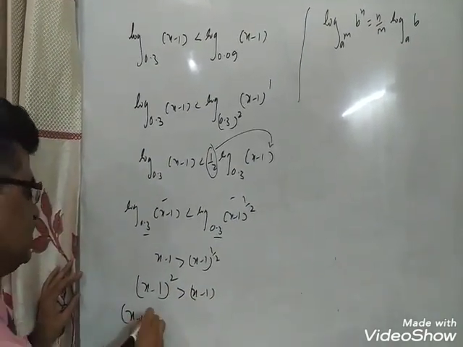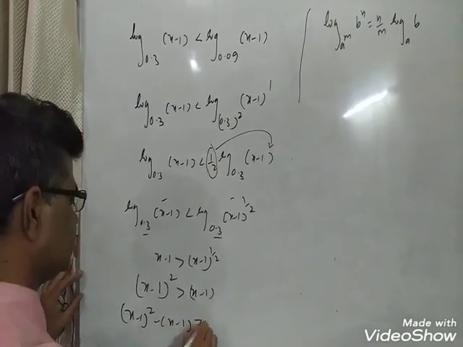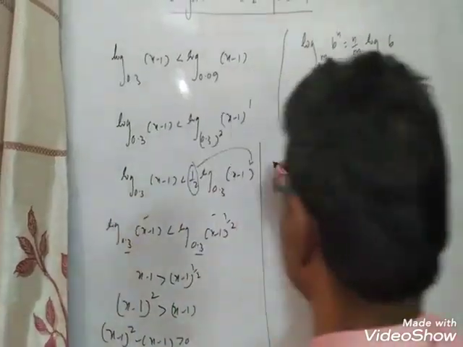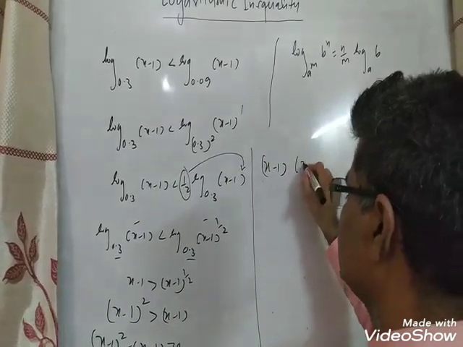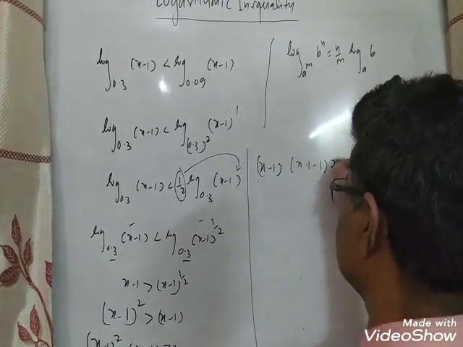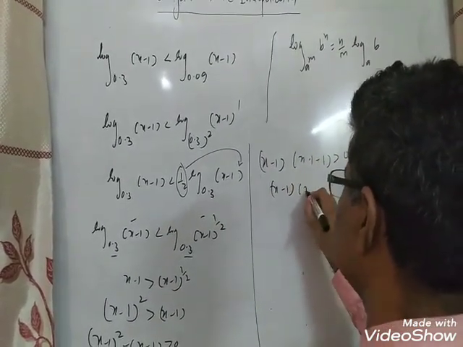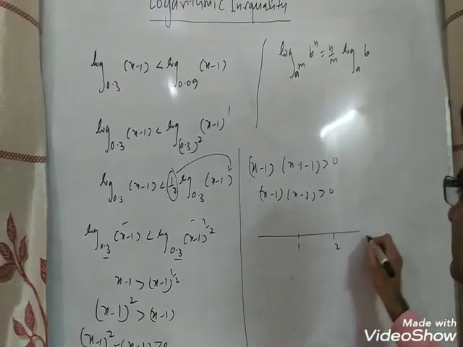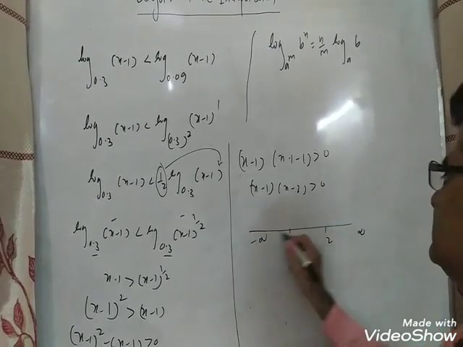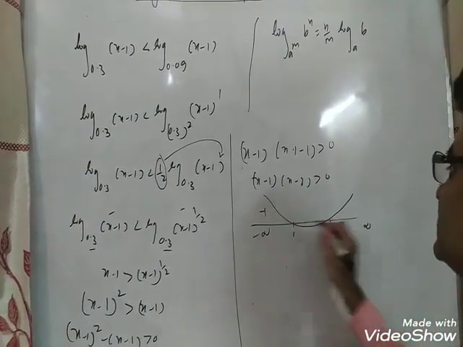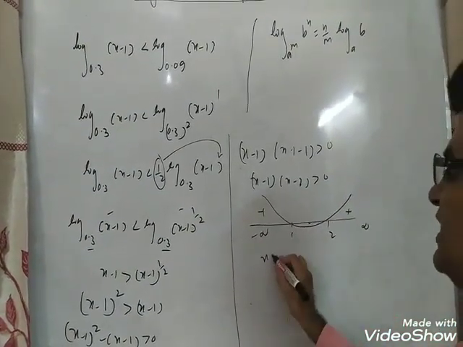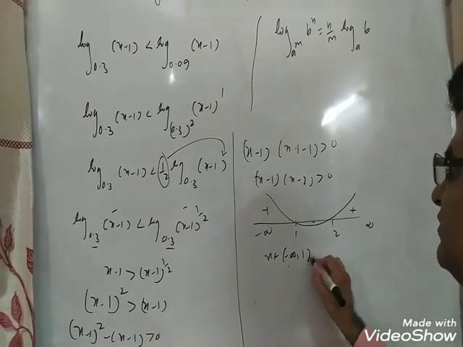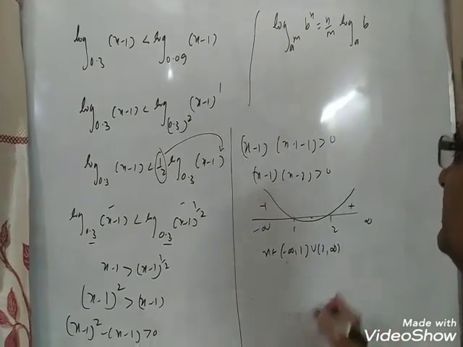So (x minus 1) whole square minus (x minus 1) greater than 0. So x minus 1 we are taking common, x minus 1 minus 1 greater than 0. So (x minus 1)(x minus 2) greater than 0. Now we'll use the wavy curve technique for this inequality: positive, negative, positive. So x is from minus infinity to 1 union 2 to infinity.